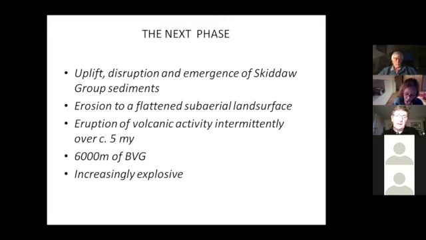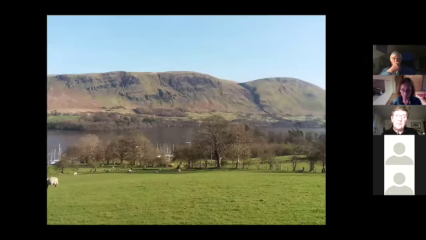And onto that land surface erupted, for a period of around about 5 million years, volcanoes, and built up something like 6,000 meters of the Borrowdale Volcanic Group. And as time went on, that volcanic activity was to become increasingly explosive. So our volcanic rocks, well, there they are. These are some of the earliest volcanic rocks. They're on Barton Fell, as you can see there.